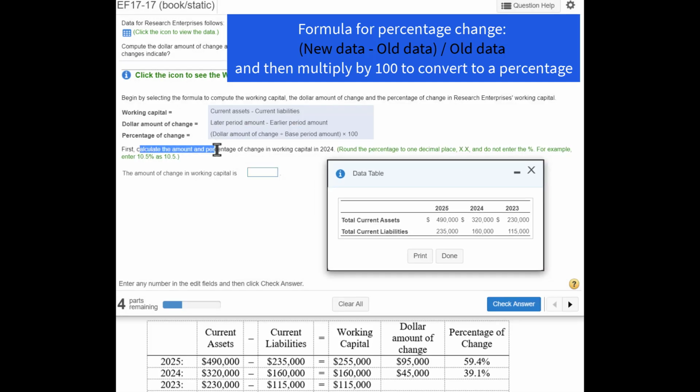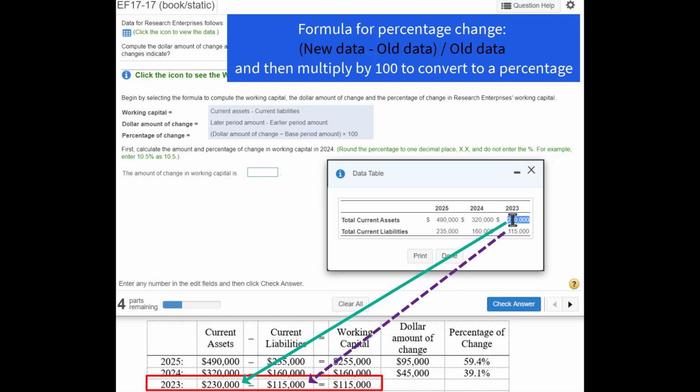So first calculate the amount and percentage of change in working capital in 2024. To know how it changed in 2024, we have to calculate the working capital in 2023 and then calculate it in 2024. So working capital, remember, is current assets minus current liabilities. In 2023, it was $230,000 of current assets, which we get right here, minus $115,000 of current liabilities. So $230,000 minus $115,000 equals $115,000.